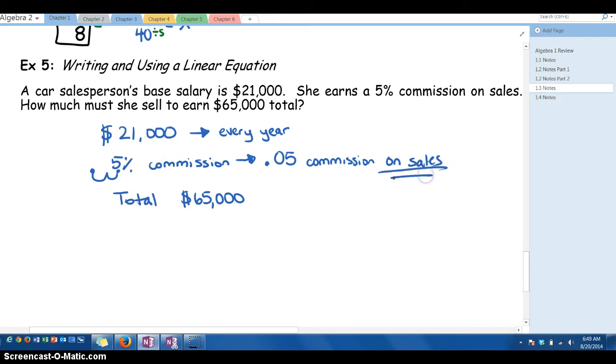Okay, so keep that in mind. All right, let's talk about it. She wants a total of $65,000. That's her end-all be-all. Well, she's making $21,000 regardless of what she does. And then when she sells, whatever she sells, let's say she sold $100,000 worth, she's only going to get 5% of that. So we can go ahead and do 0.05 times the sales she makes.